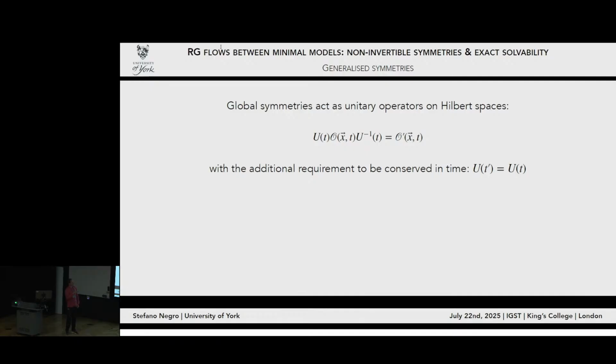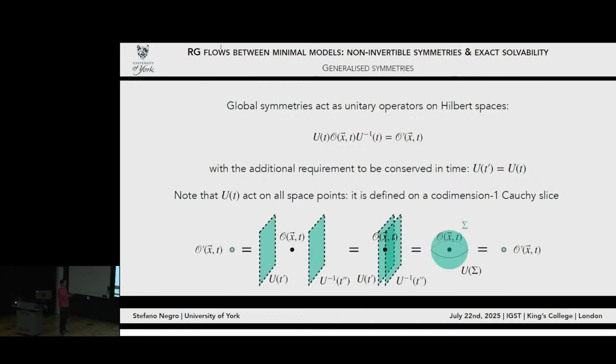And the additional requirement for these to be global symmetries is that we want them to be conserved in time. So we can move the time slice, and the U will always be the same. Okay? It doesn't evolve in time. And also note that U acts on all space points, sorry, and it's defined on this codimension 1 Cauchy slice. Okay? So the picture is somewhat like that. You have an operator here, and since U is conserved in time, you can think of defining it on 2 time slices, which are far from that, and then you just sandwich the operator inside, and what you get out is a deformed operator.